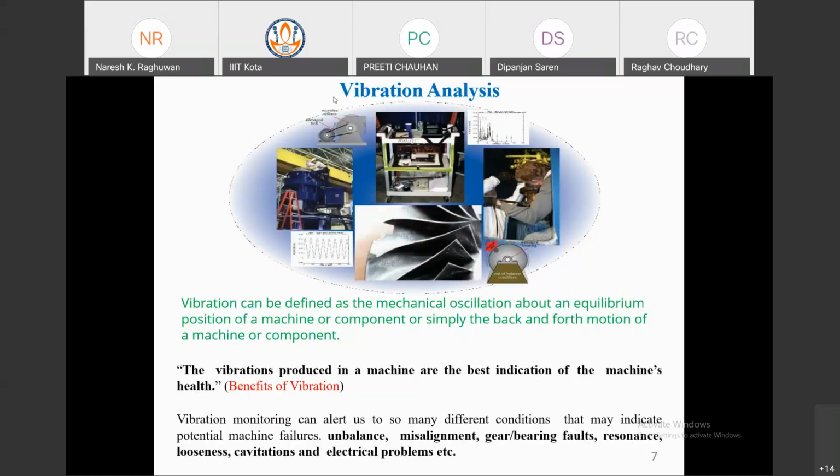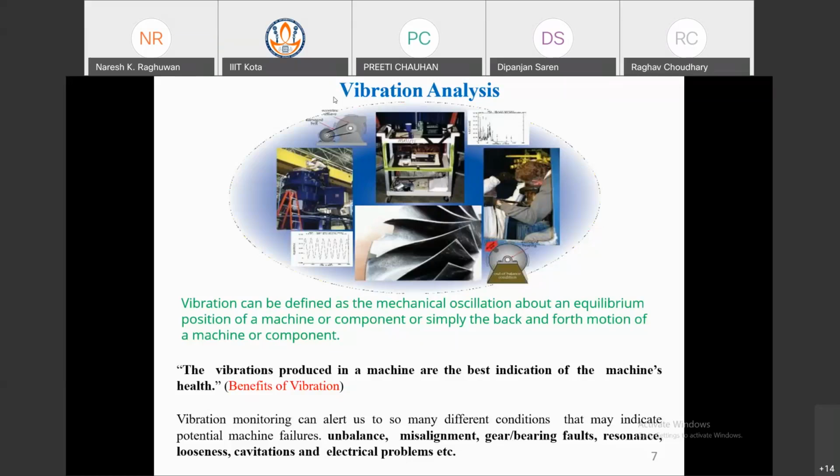Vibration, generally, if you belong to mechanical engineering, then you know vibrations. But also in electrical engineering, the simple terminology of vibrations is known to everybody. I think vibration can be defined as mechanical oscillations about an equilibrium position of a machine or component, or simply a back and forth motion of a component.